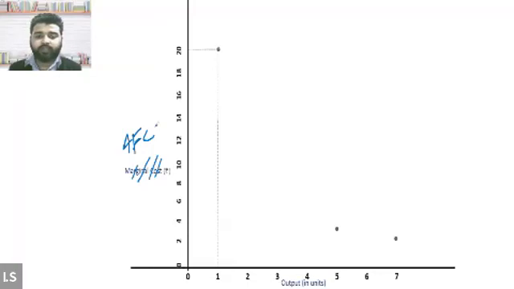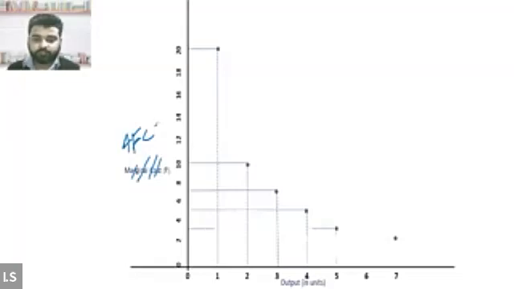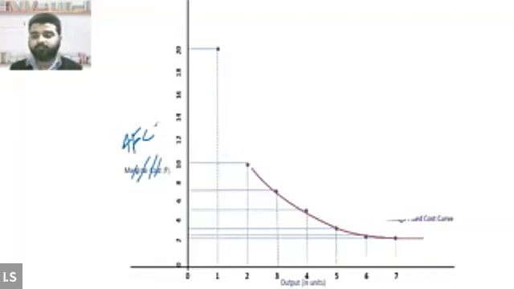Okay, so at the first unit, average fixed cost is 20. For the second unit, it will be 10. Third unit, it will be 6.67. Then 5, then 3.33, and then 2.5, and so on. It will keep on declining. So when we connect these dots through a line, it will form a downward sloping curve. This kind of curve it will form.